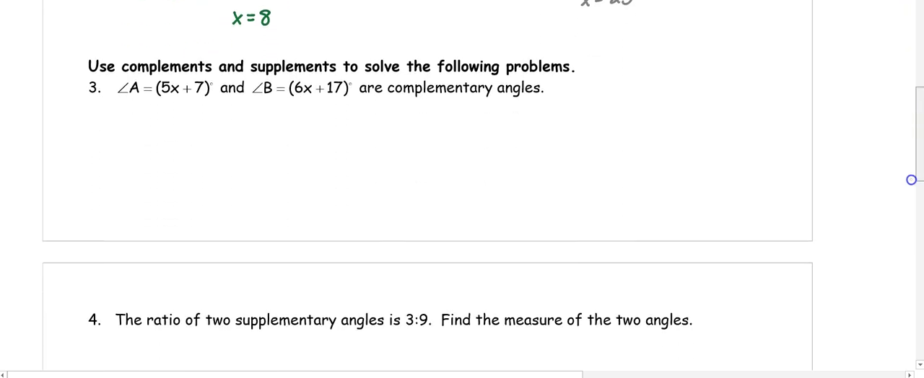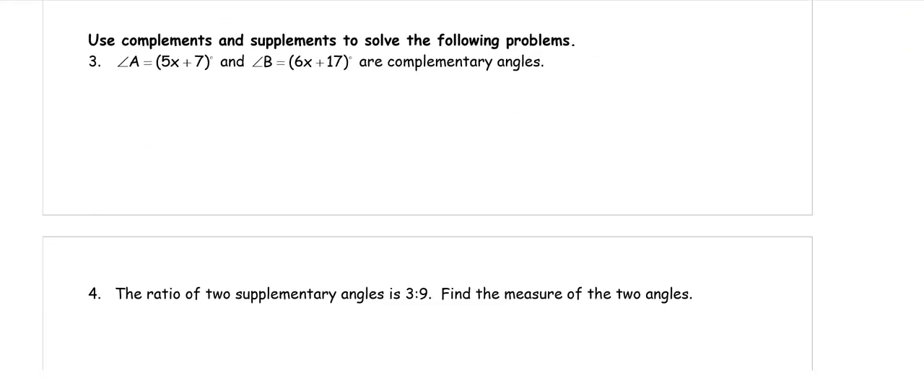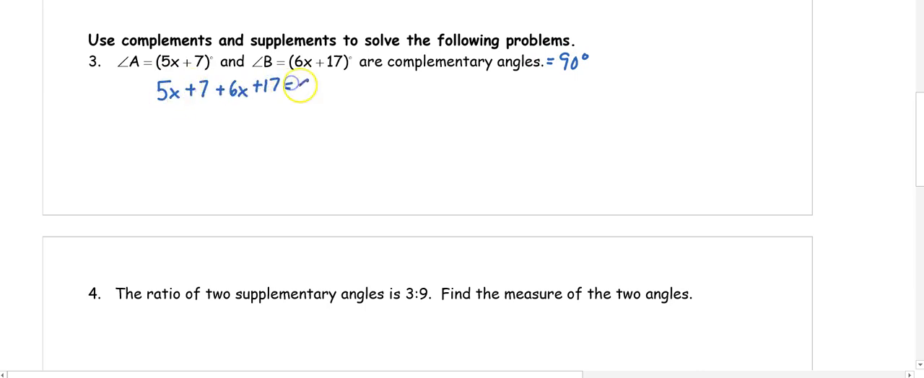Use complements and supplements to solve the following problems. So number 3, angle A is 5x plus 7, and angle B is 6x plus 17 are complementary angles. Complementary angles mean that they're equal to 90 degrees. So I'm going to add these two angles together and set them equal to 90. So when I combine like terms, I get 11x plus 24 is equal to 90. In order to solve for x, we would subtract 24 from both sides. 11x equals 66. And divide by 11, so x is 6.